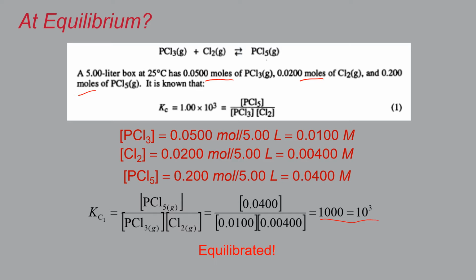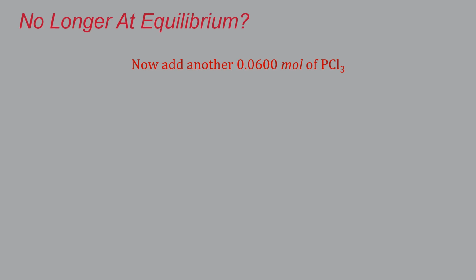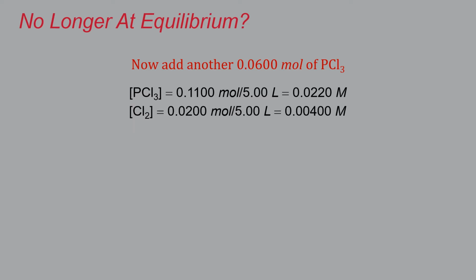Now, let's tinker with the system a little bit. We're going to add another spike of PCl3. I'm going to call it 0.06 moles. Which means that the PCl3 concentration at that instant is going to be 0.022 molar. And the other concentrations at that instant haven't changed. We have 0.04 molar chlorine and 0.04 molar phosphorus pentachloride.